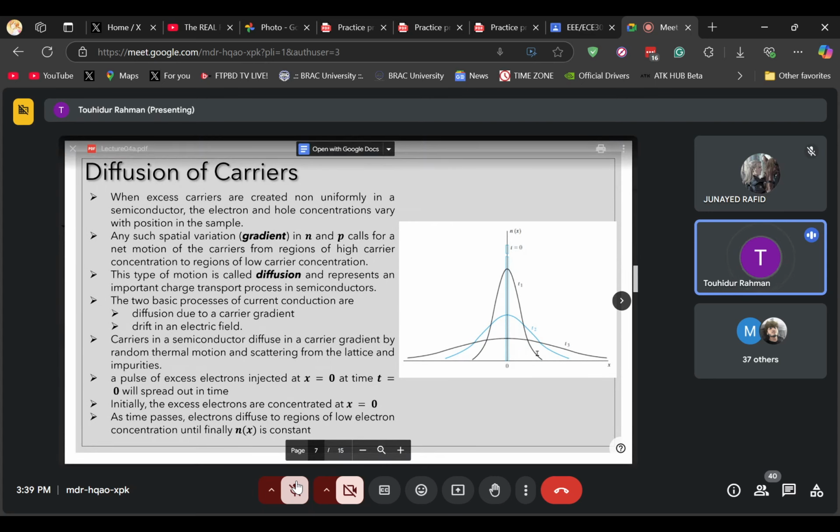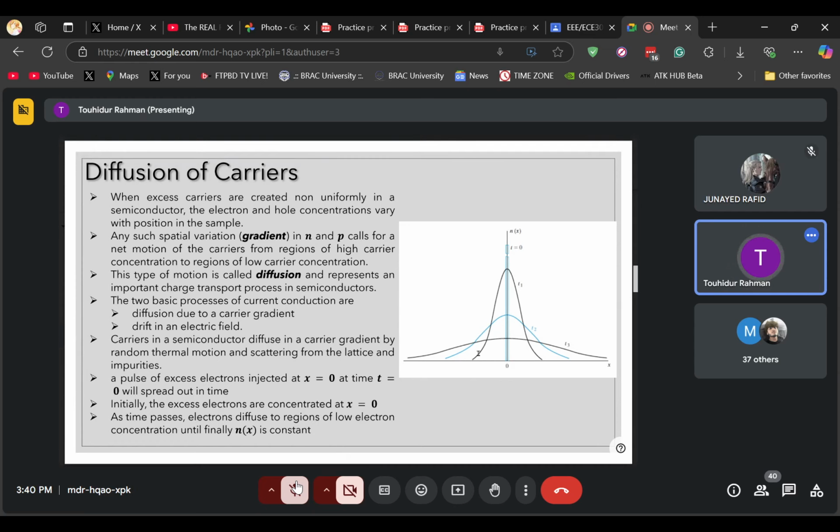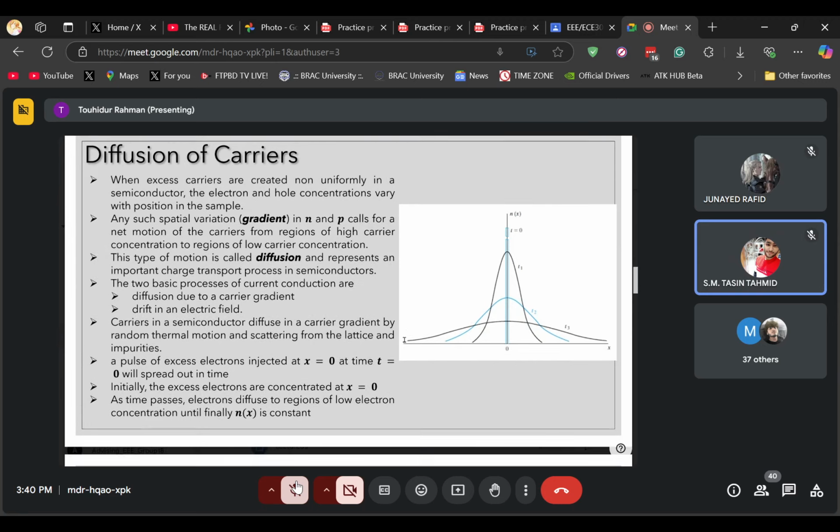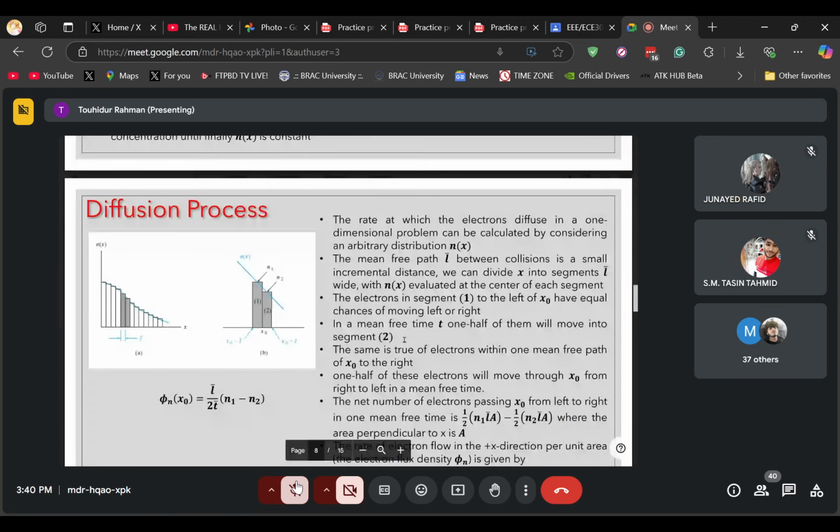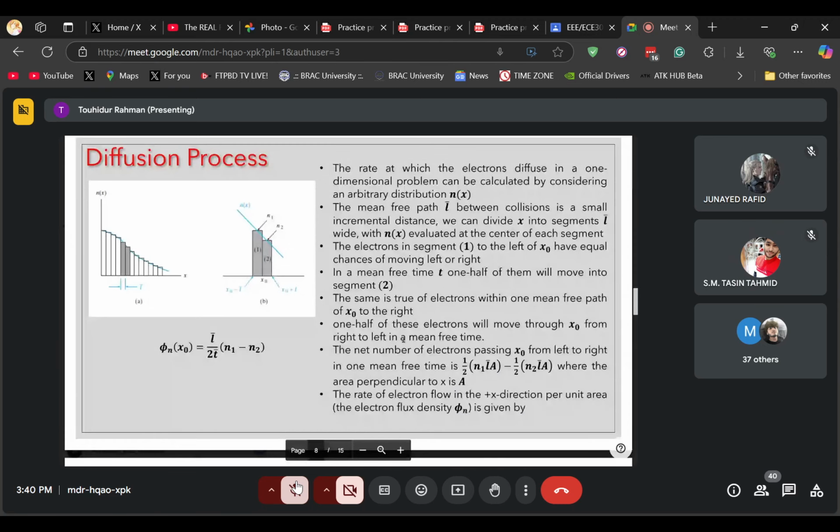Now we understand why the diffusion will continue until there is no difference in concentration. Is everyone clear with the diffusion process? Yes, sir. Good. Now we are going to continue our discussion with diffusion, so let's derive some mathematical formulas.